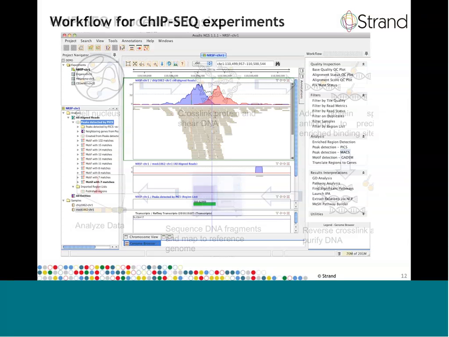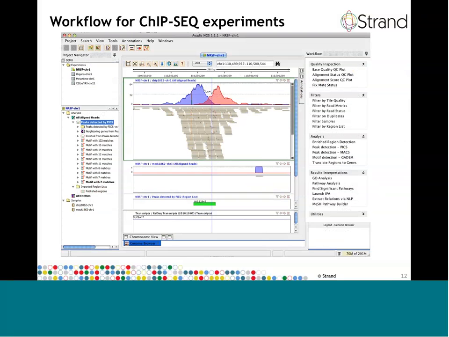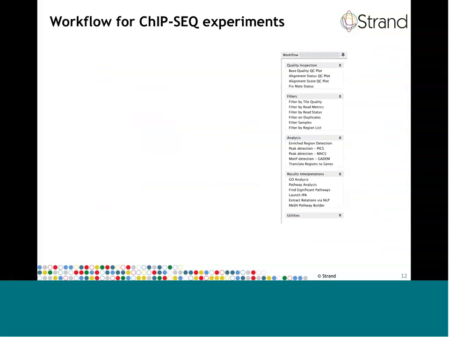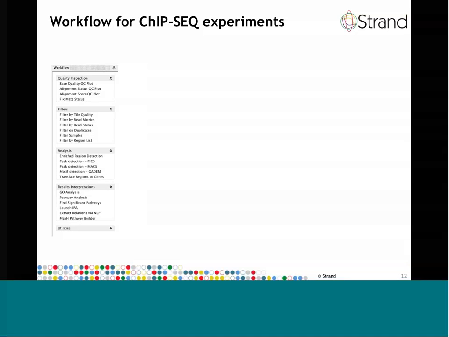After loading the data in Avadis NGS, it will present you with a workflow panel on the right-hand side of the application that is specific for the chosen experiment type, in this case, ChIP-SEQ. The workflow provides a logical order in which to perform the various activities that comprise the analysis of a ChIP-SEQ experiment, usually from top to bottom. And the workflow is divided in logical subsections as well, such as quality inspection, filters, analysis, etc.